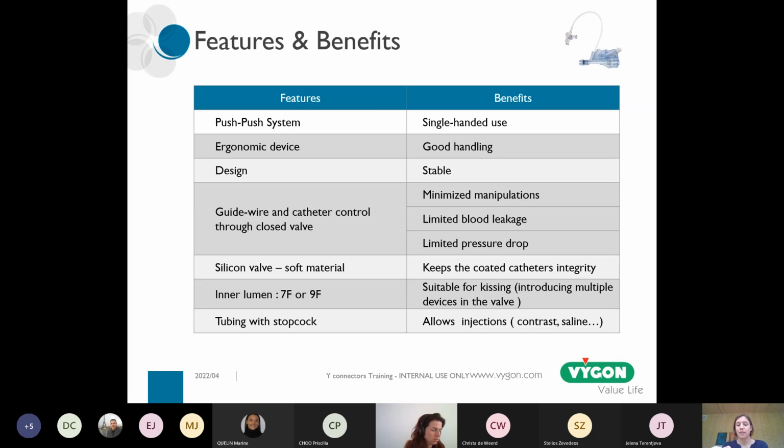The valve is in silicone, so you keep the coated catheter integrity, and you have the choice between 7 French or 9 French. So it is suitable for kissing. That means that you can introduce multiple devices in the valve. And as you have a tubing with the stopcock, you can inject contrast and saline.